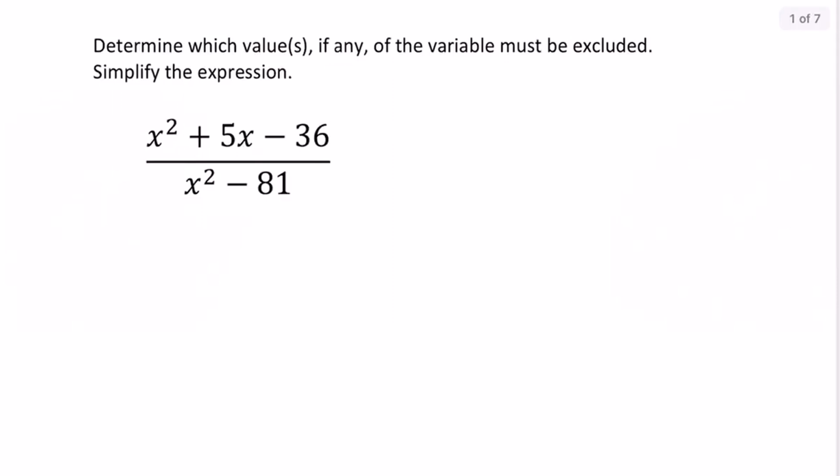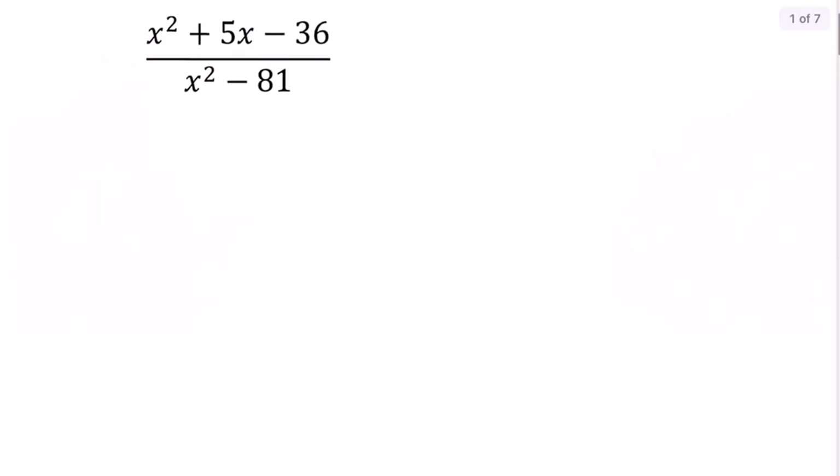Determine which value, if any, of the variable must be excluded, and simplify the expression. X squared plus 5x minus 36 over x squared minus 81. So here, if we want to find the value that we need to exclude, set the denominator not equal to 0.